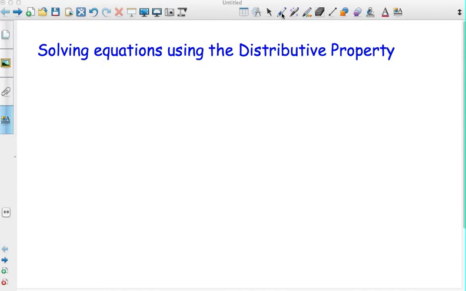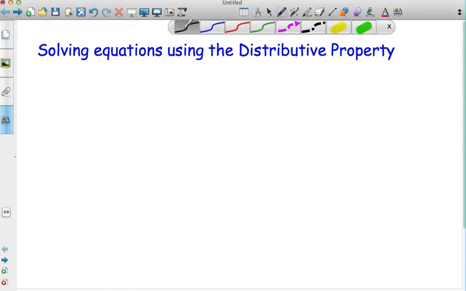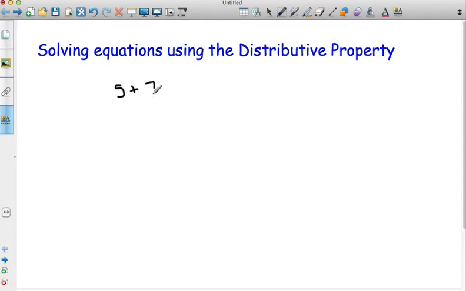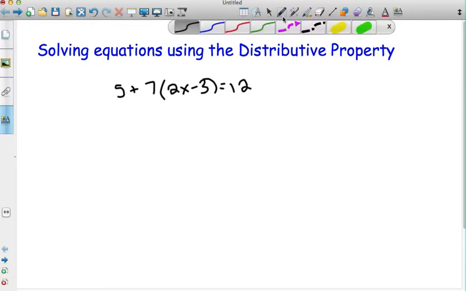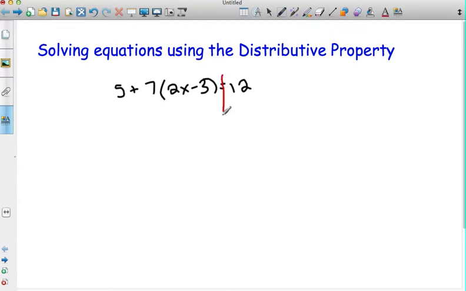The equation we're going to look at is 5 plus 7 times (2x minus 3) equals 12. Now, as I'm going through these examples, I recommend having your MJ open and following along with me so that you can practice writing this as I am going through the problem at the same time.